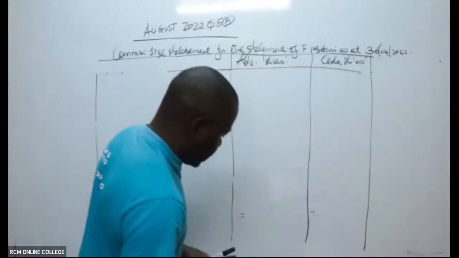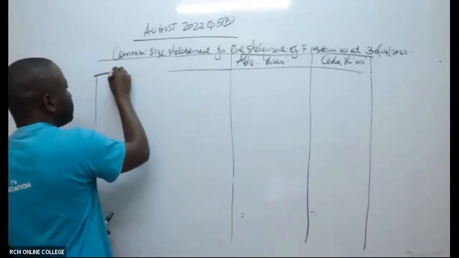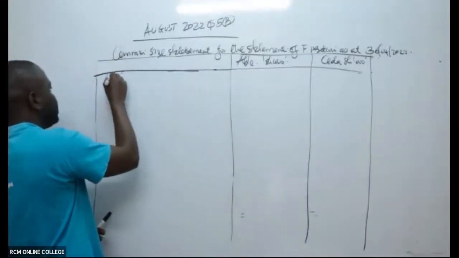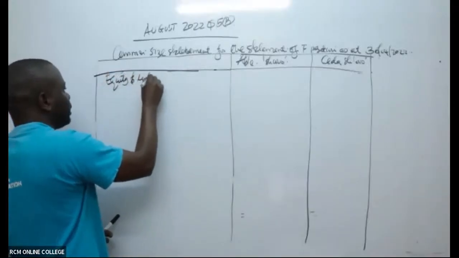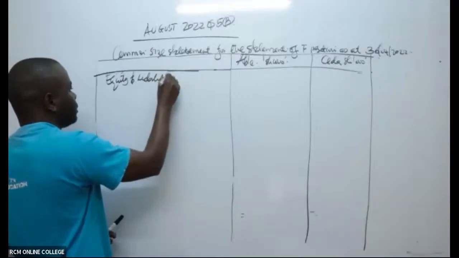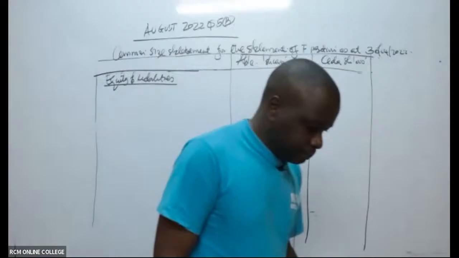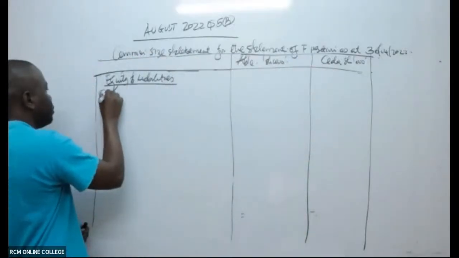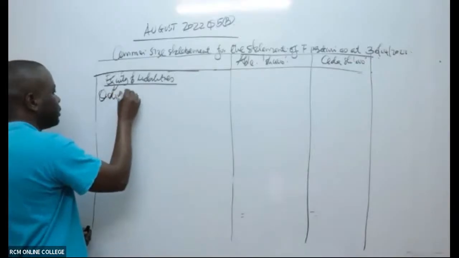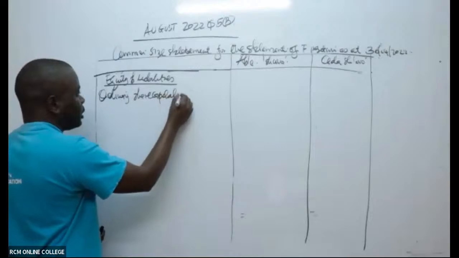The side for equity and liabilities. So we have, in this case, equity and liabilities. Of course, the first item there is ordinary share capital.